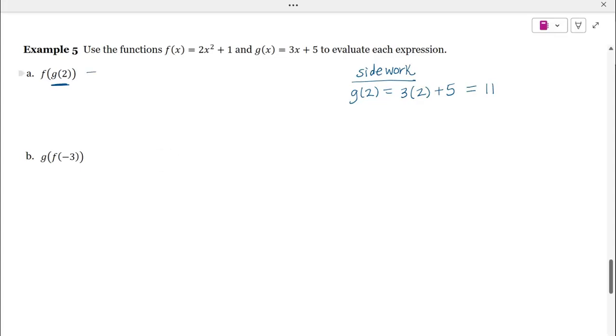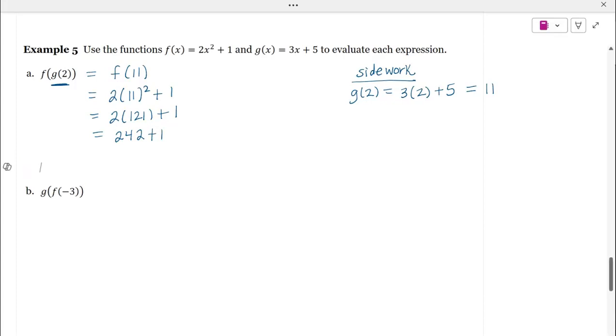All right, so that means that what I'm actually trying to do is take f of 11. Now I'll plug 11 into f, and I'll have 2 times 11 squared plus 1. This is 2 times 121 plus 1. Let's see, that's 242 plus 1, or 243.